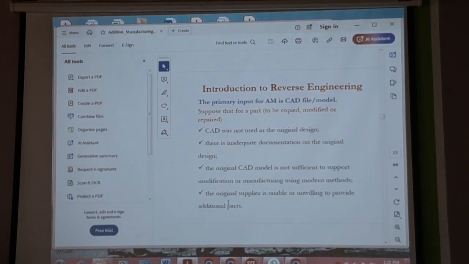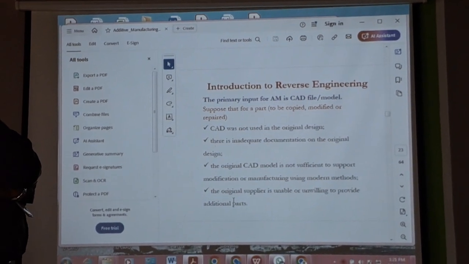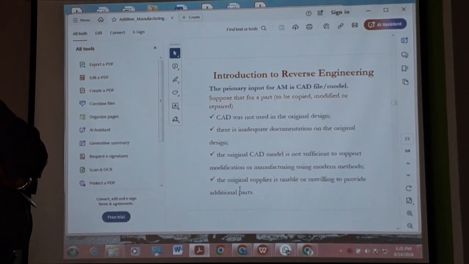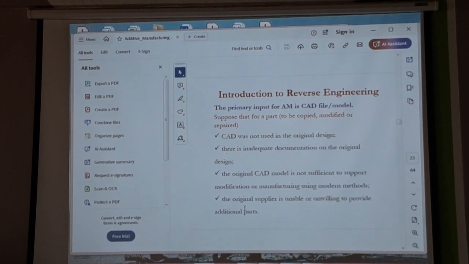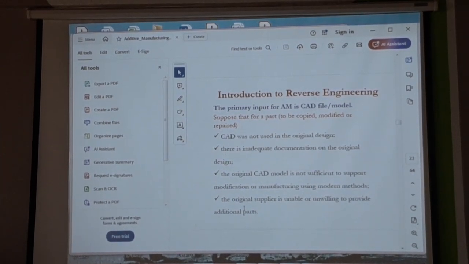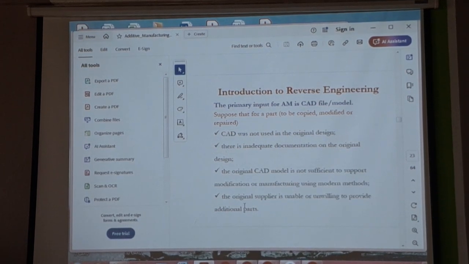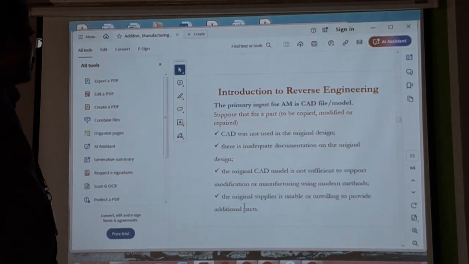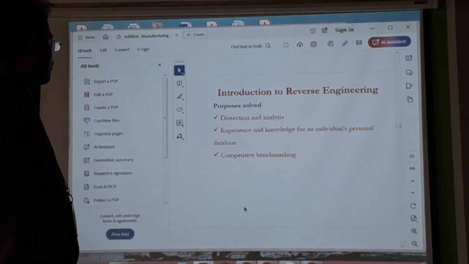The primary input of additive manufacturing is a CAD file model. The CAD was not used in the original design. There is inadequate documentation on the original design. The original CAD model is not sufficient to support the modification of manufacturing using modern methods. The original supplier is unable to continue to provide the additional model. These are the reasons why we are going for reverse engineering. These are the things we have discussed in this series.